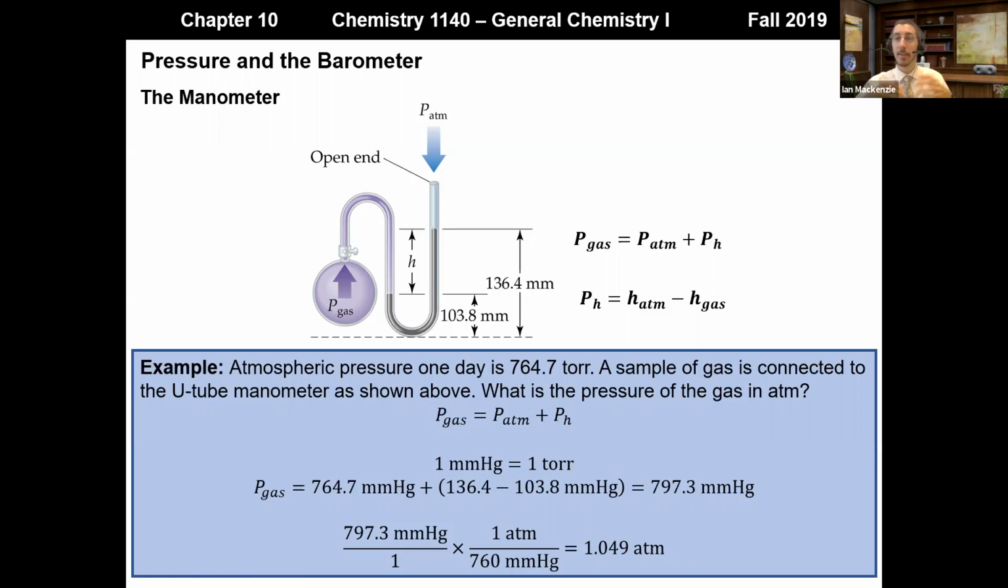So we should be able to identify those really quickly, and then be able to check ourselves with our final answer. Is our pressure for the gas greater than or less than normal atmospheric pressure, or than the starting atmospheric pressure? And here we can see that the pressure for this gas is greater than the atmospheric pressure.